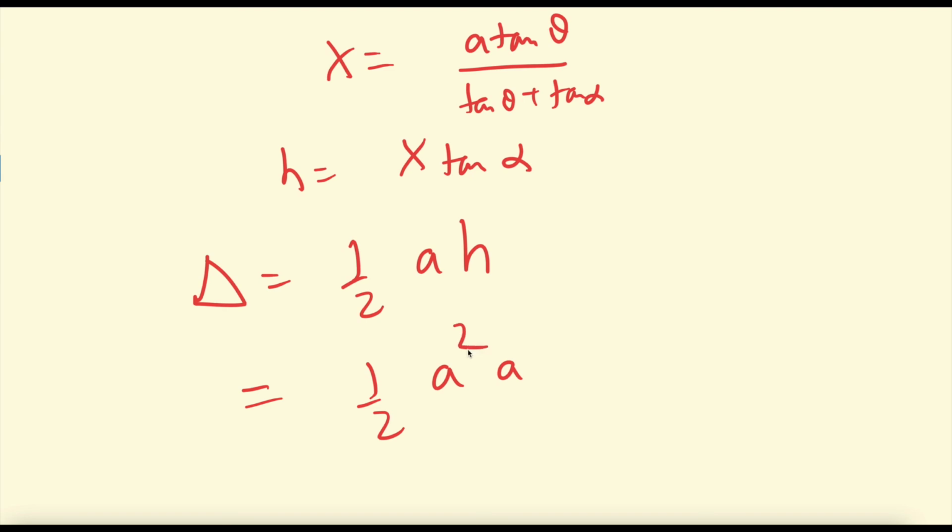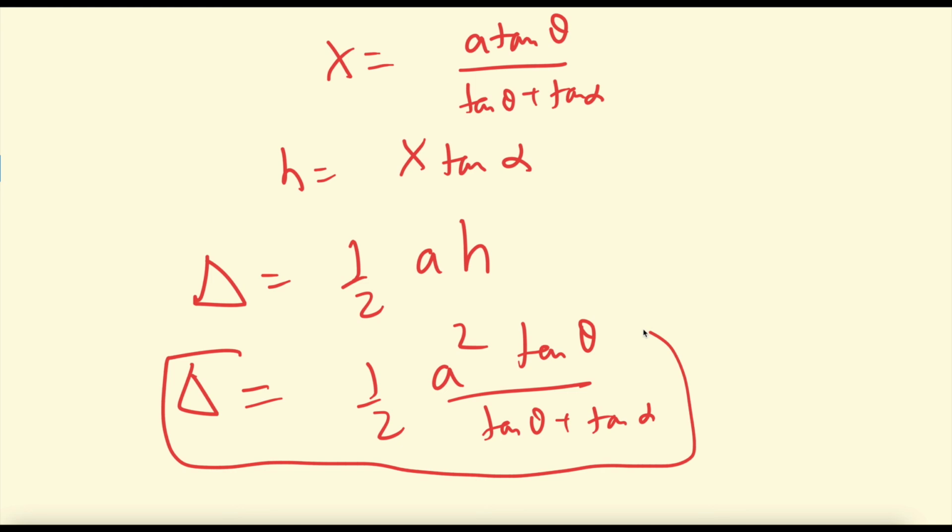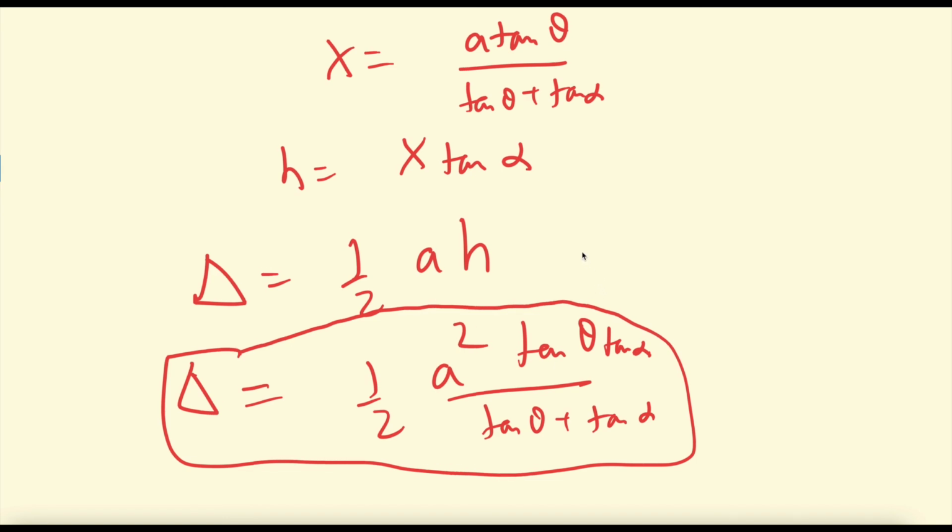a square basically, tan theta by tan theta plus tan alpha, and this is basically the answer. Now if you see, theta and alpha are replaceable, so that shows that this formula has validity.